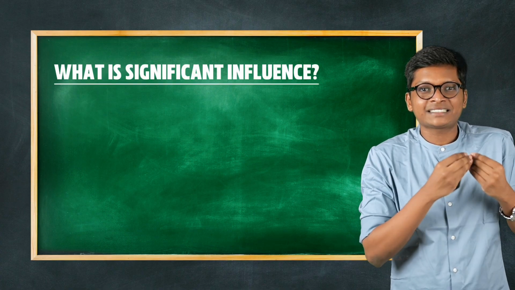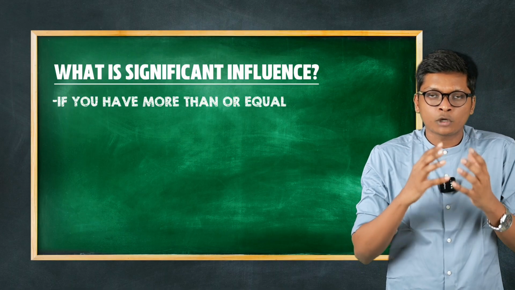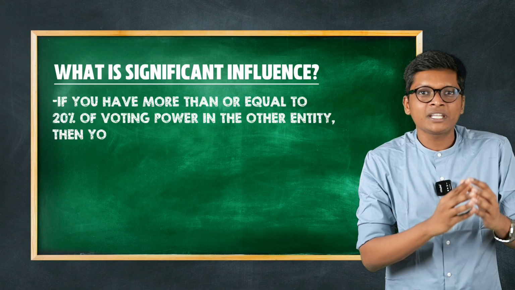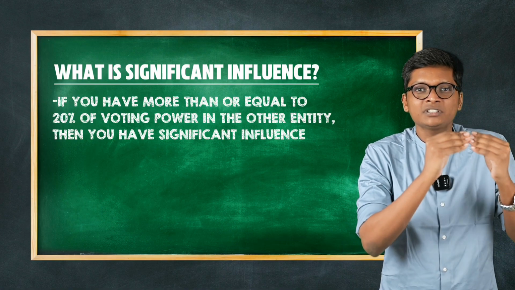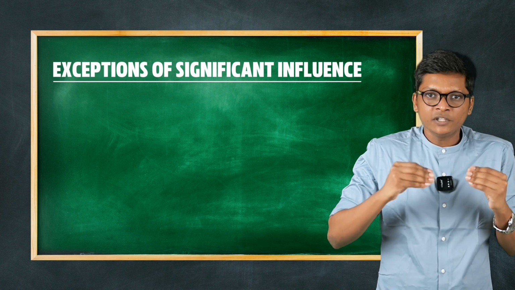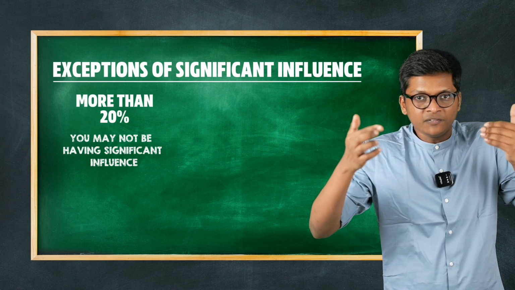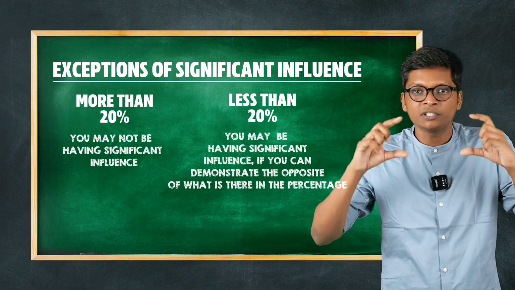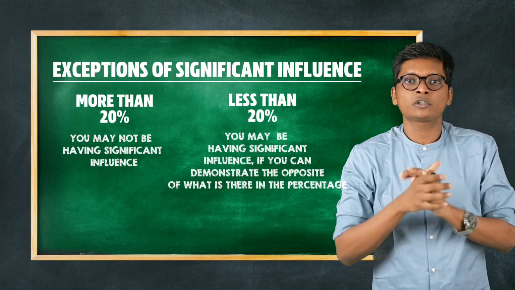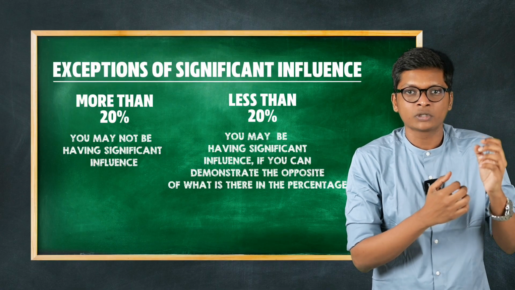Significant influence, take the same definition of associate company what you learned there. If you have more than or equal to 20% of voting power in the other entity, then you have significant influence. Of course, this has exceptions where even if you have more than 20%, you may not be having significant influence, or even if you have less than 20%, you may be having significant influence if you can demonstrate the opposite of what is there in the percentage. So this is the second part of the standard, what to disclose.